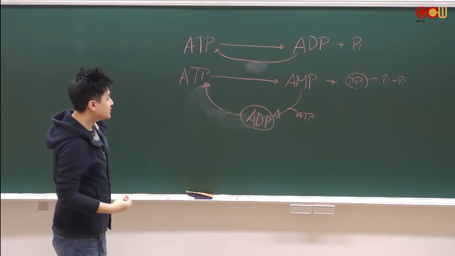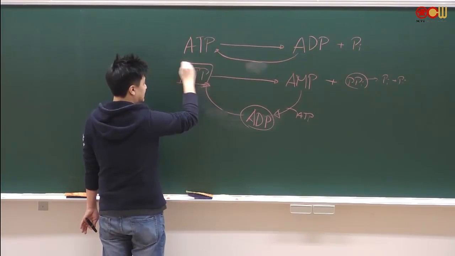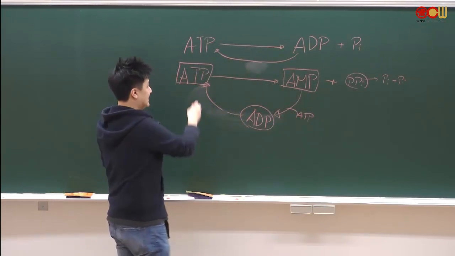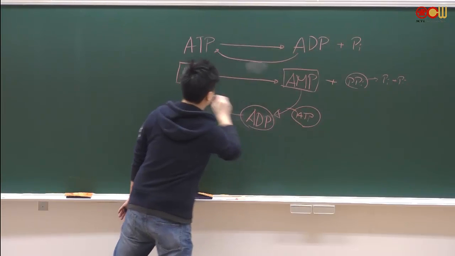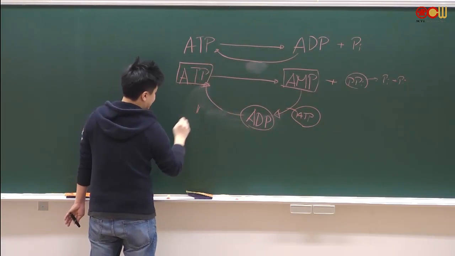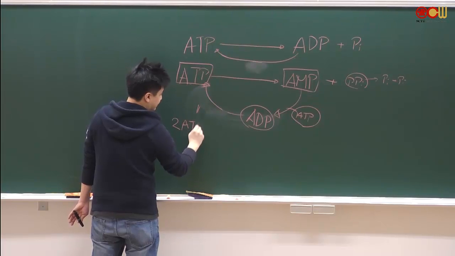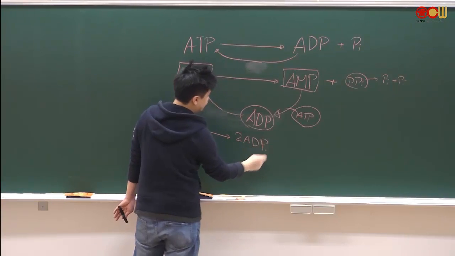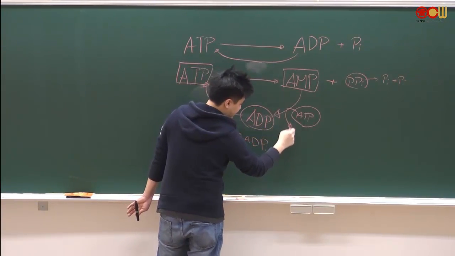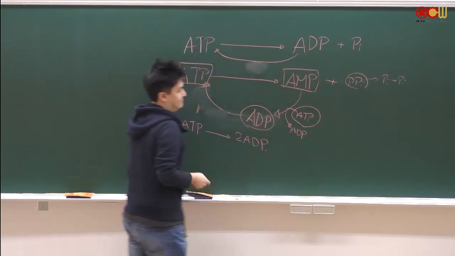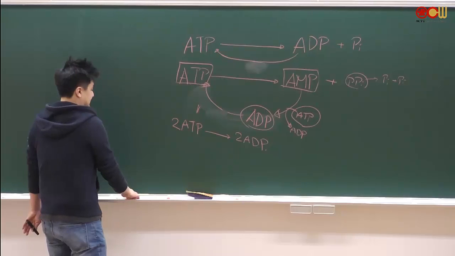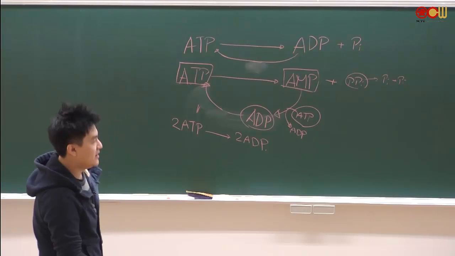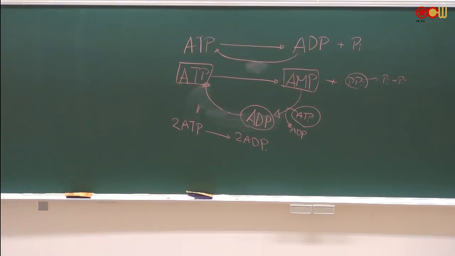So essentially, if you take 1 ATP to 1 AMP, this is the same thing as saying 2 ATP to 2 ADP, because ATP comes in and you produce ADP. Make sense? So if you see a reaction that converts ATP into AMP, that's the same thing as consuming 2 ATP.